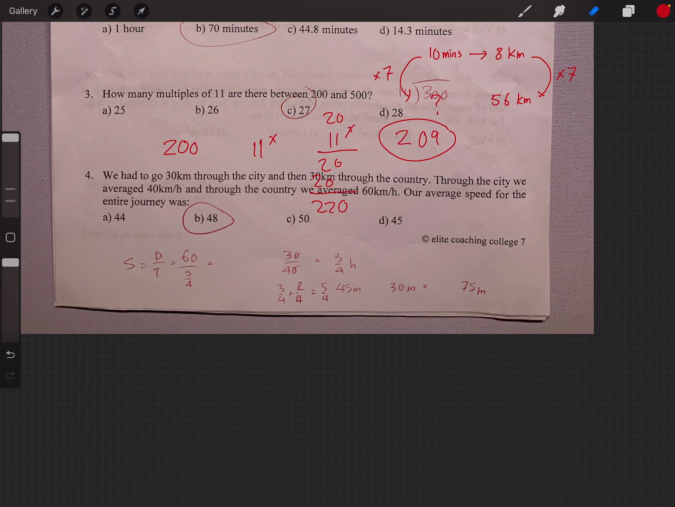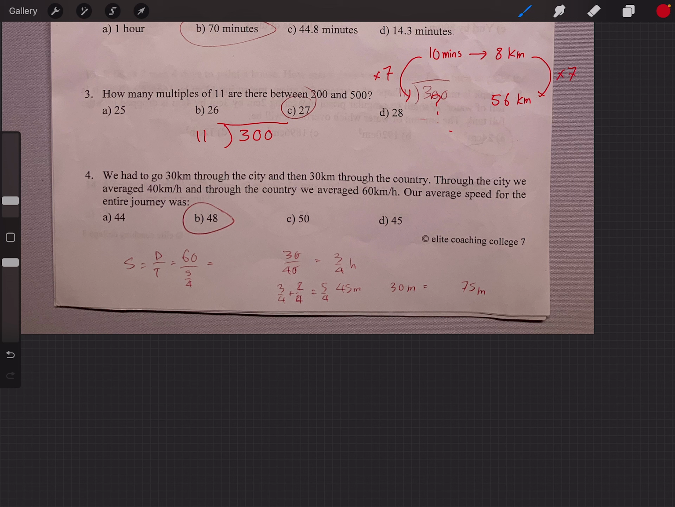So how many multiples are there? Okay, let me just rub this out for once. Now, how many multiples? So what we're going to do is from 200 to 500, there's 300 numbers. So now let's divide that by 11 to see how many 11s will fit into the 300 numbers.